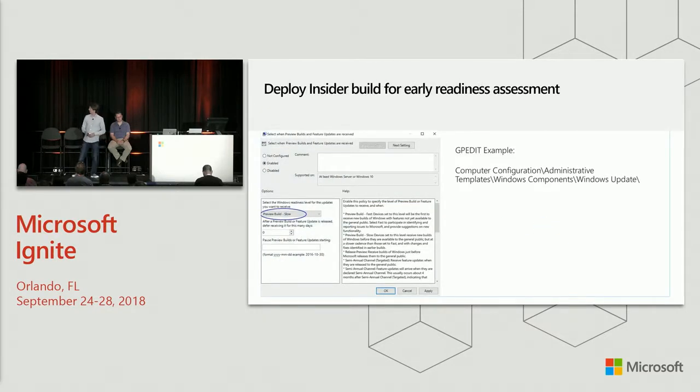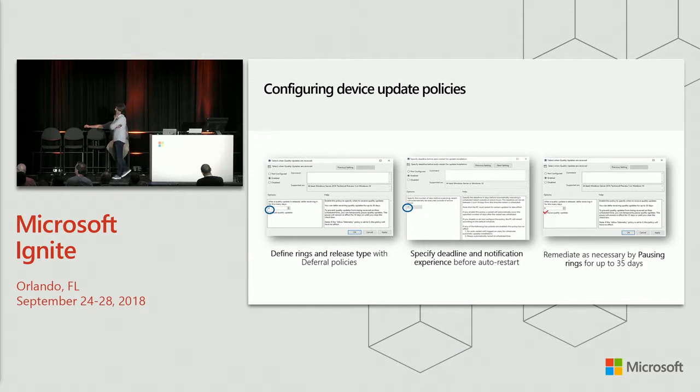Here are a few screenshots, just by way of example, to show you that these are things that live on client devices. You could use GP Edit. Here's how you navigate to it. This is, for example, where you set the particular release that you want to choose. In this case, you could choose a preview build slow. This is an insider preview release for that first ring. A few other examples show how to set deferrals, how to think about deadlines, and how to pause updates.